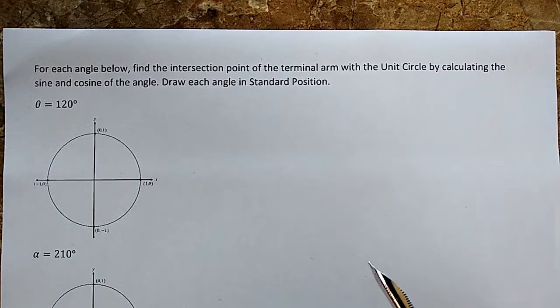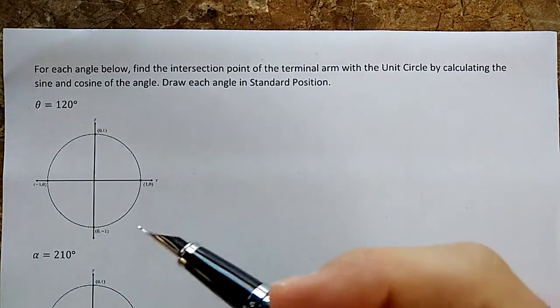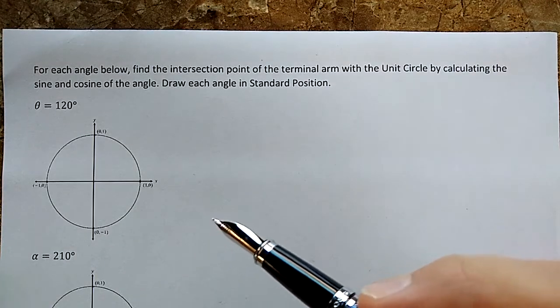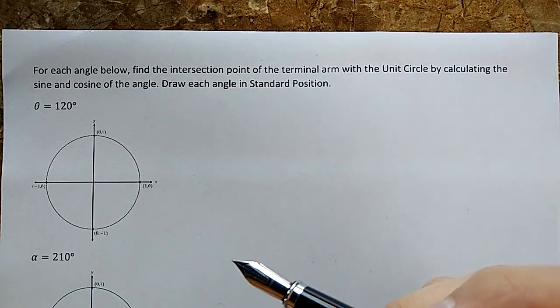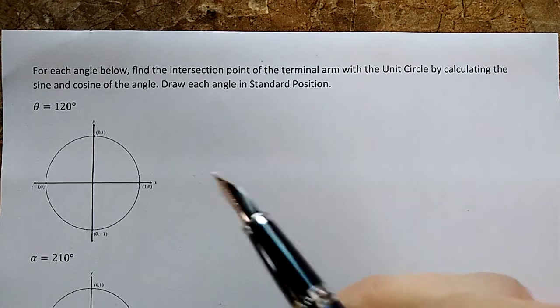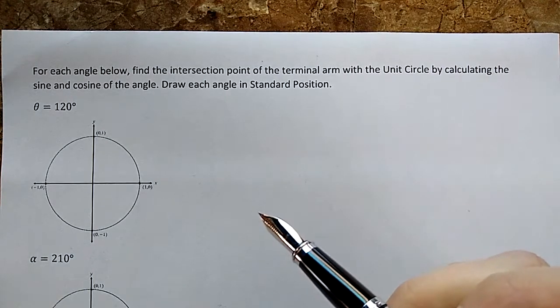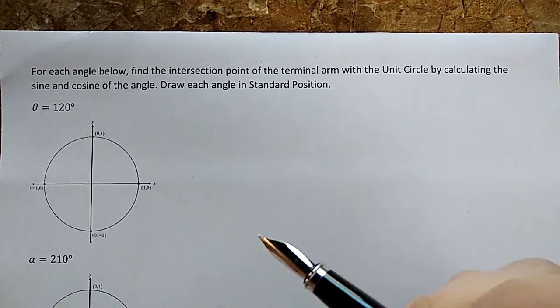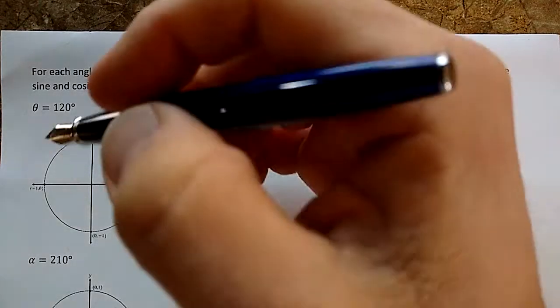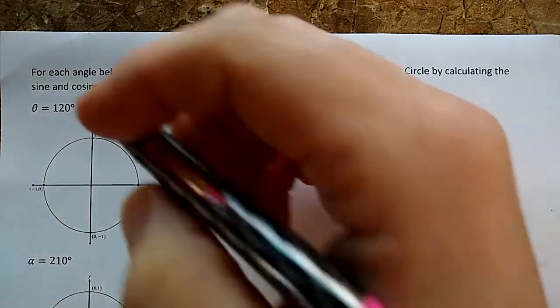All right, so let's look at some larger angles. For each of these angles here, we've got four of them. We're going to find the intersection point of the terminal arm with the unit circle. We'll do that by calculating the sine and the cosine of each angle, and we're going to draw each one in standard position. So let's start by drawing, grab pink here.